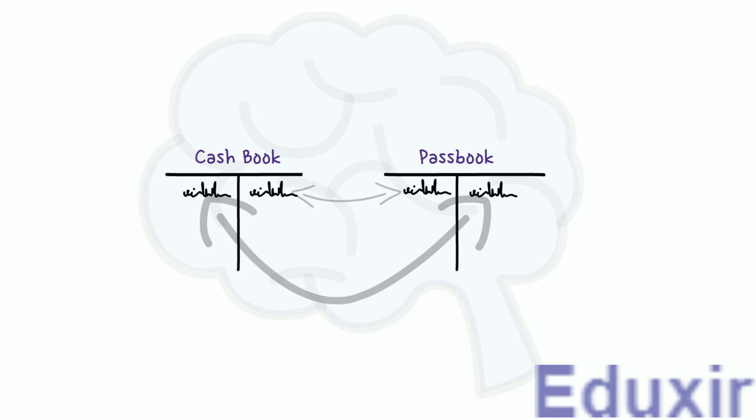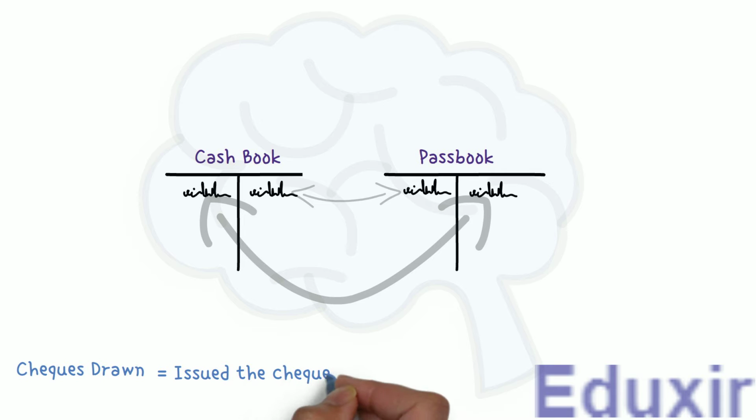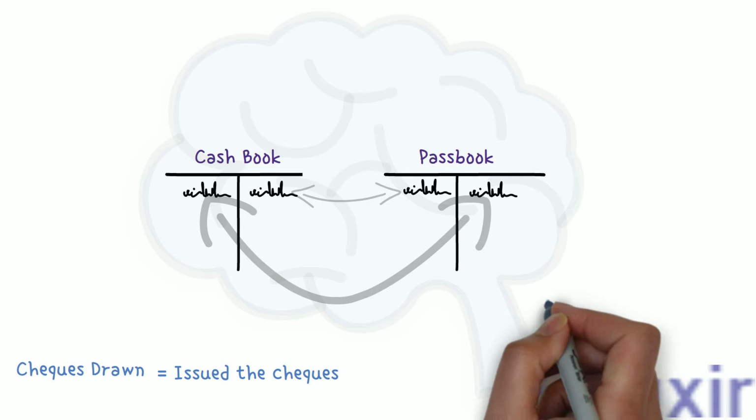In addition to this, just want to let you know that sometimes the problem will use the wording checks drawn. This is another way of saying that the business or the business owner or any other representative has issued checks. To summarize, when the problem says checks drawn, we consider that it is same as checks issued. One more thing. In this problem, it is given that the bank reconciliation statement is being prepared on March 31st.